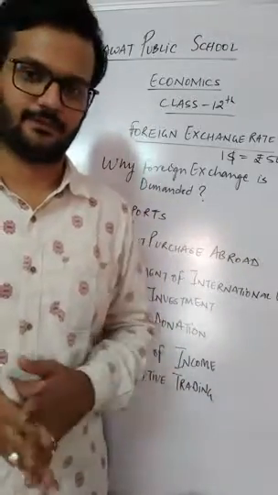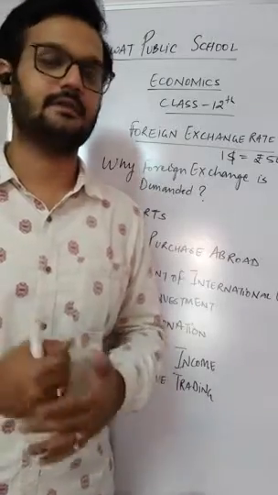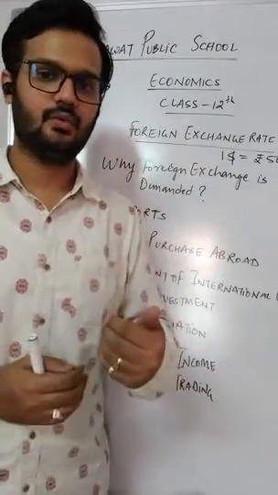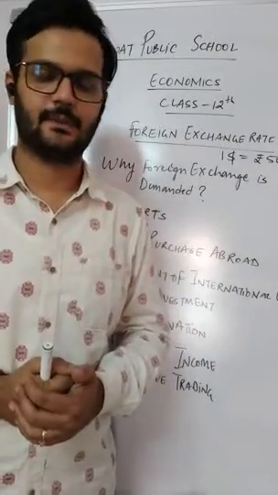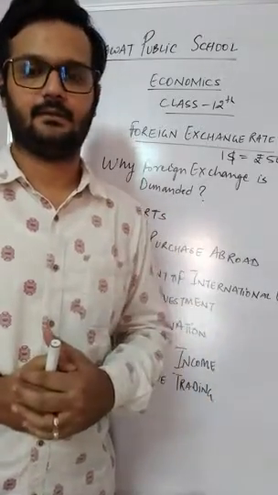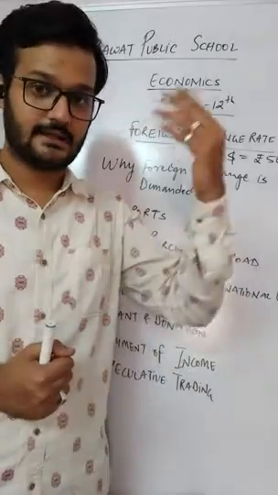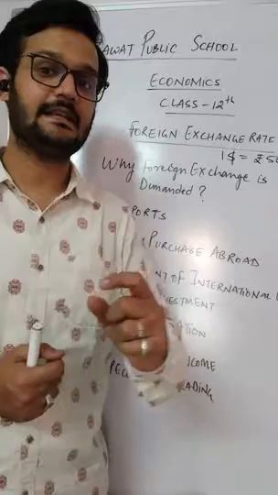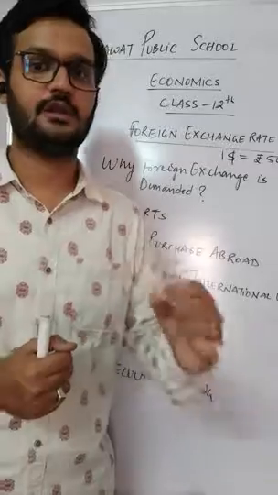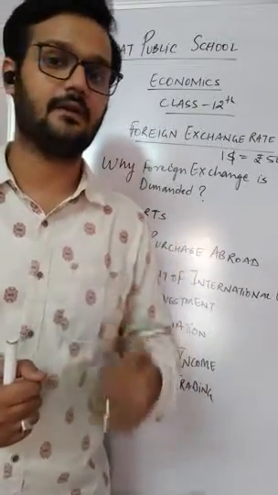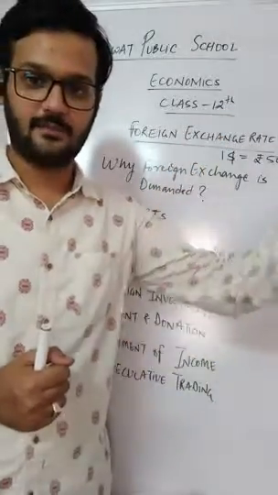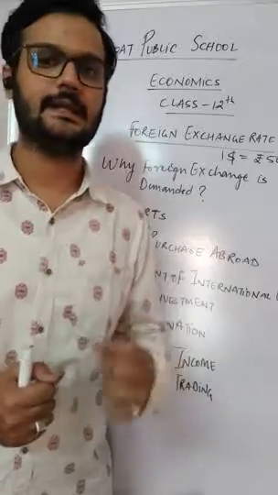First is imports. When we buy goods and services from some different country, we need to pay for those goods and services. Obviously, we need to pay. And to pay that sum to that particular country, we need currency of that particular country. So that's why we need foreign exchange, because they'll not accept currency of our country, they'll accept the currency of their country. So to buy goods from a foreign country, we need foreign exchange.